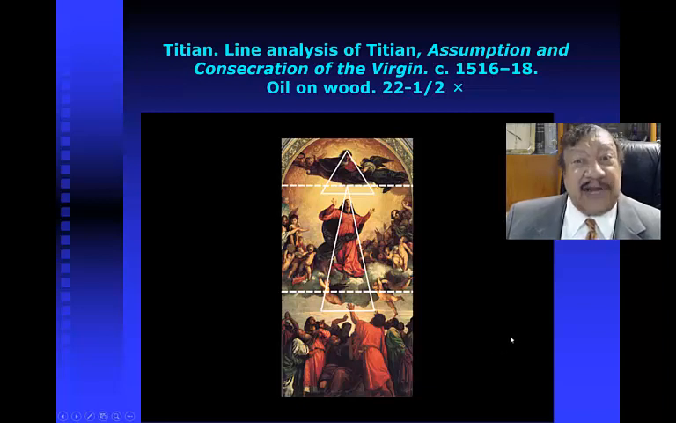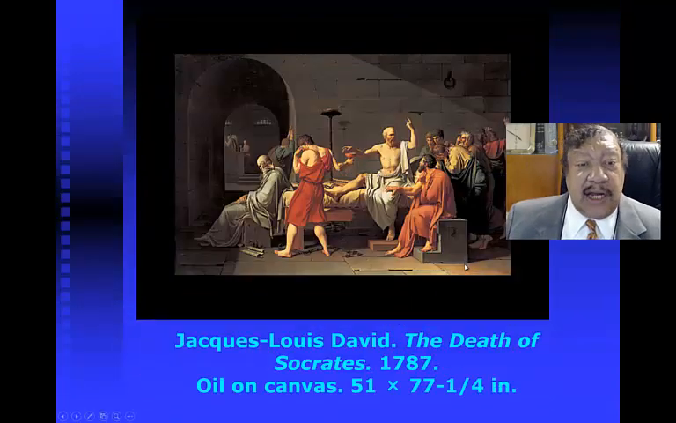And Titian's work, and let's pronounce these artists correctly, Titian, the Assumption and Consecration of the Virgin. Now, we will look at others later. This is oil on wood, but Titian also painted in fresco. Fresco is a painting in wet plaster.